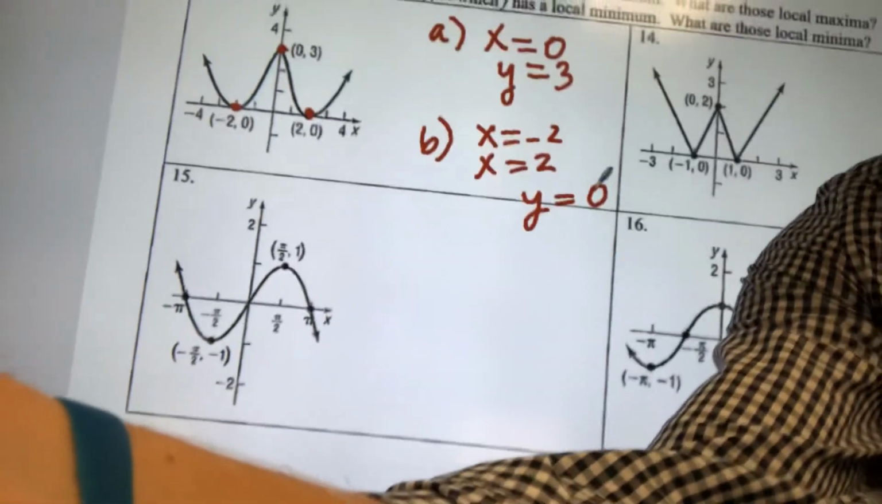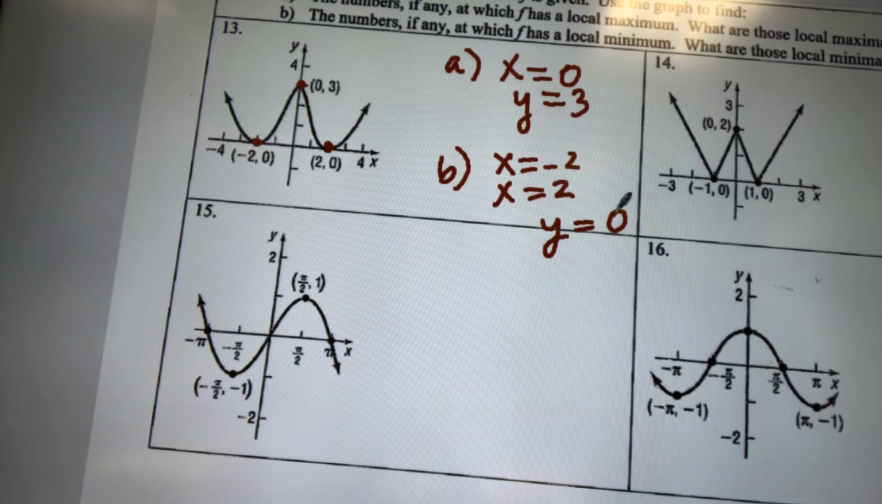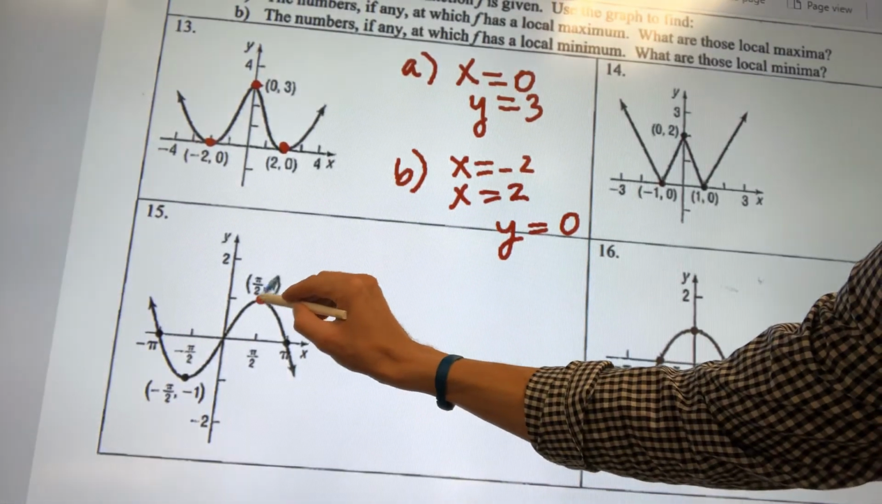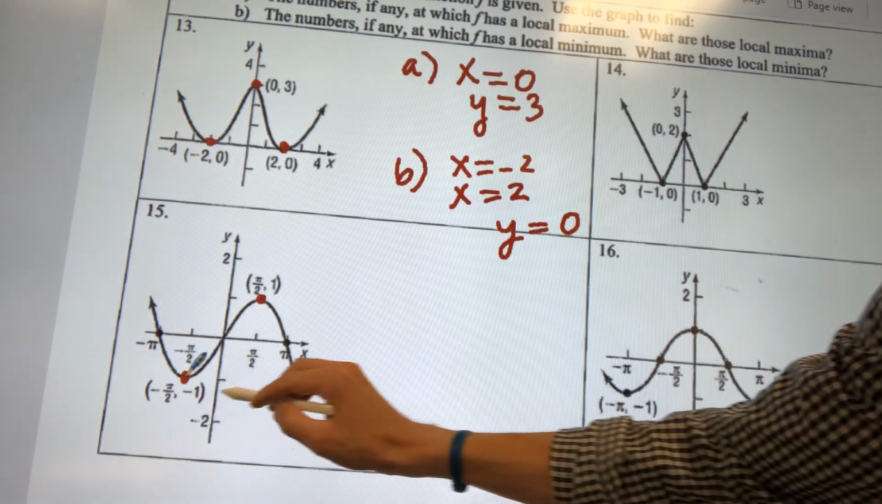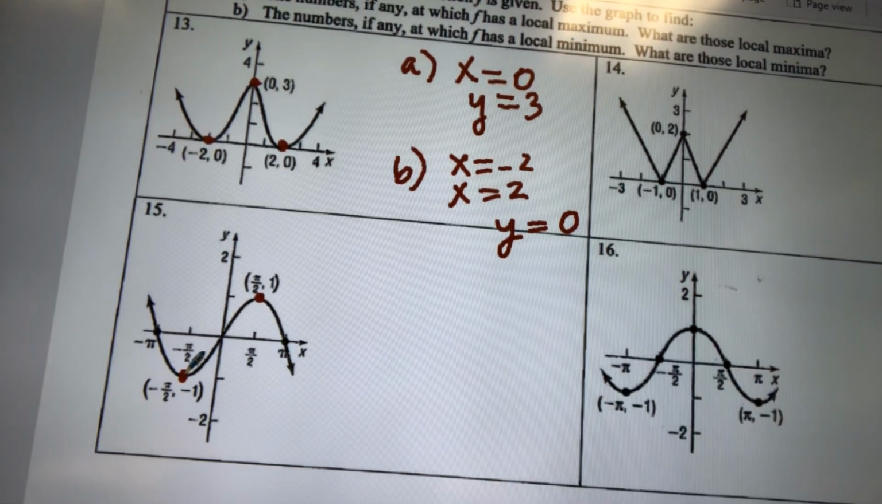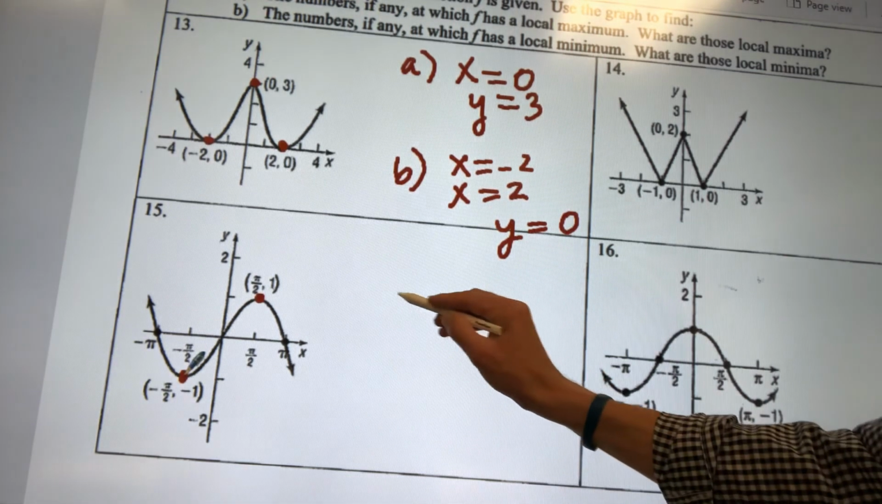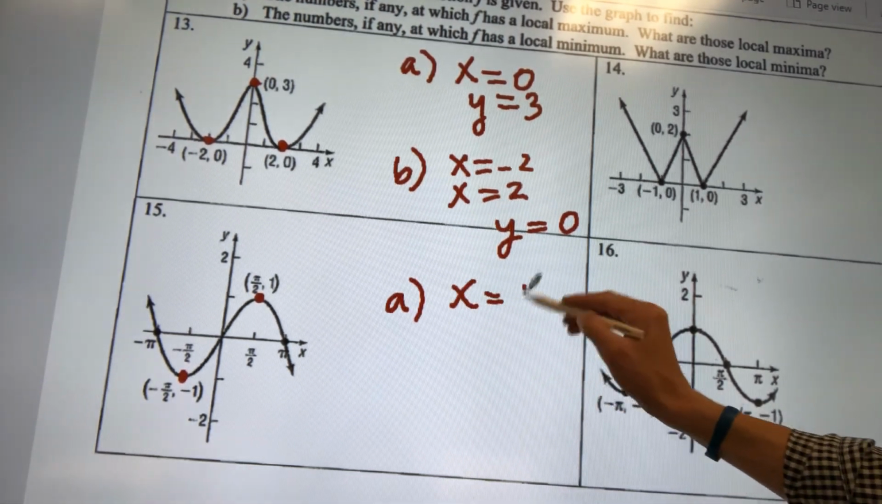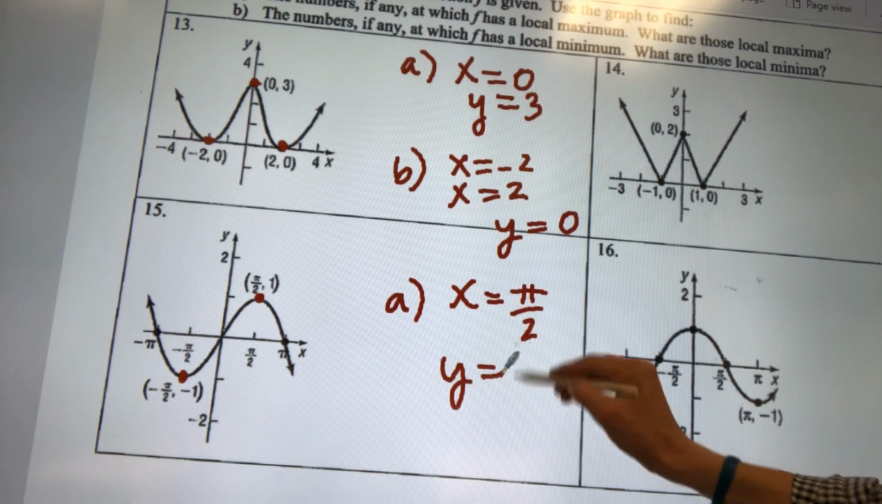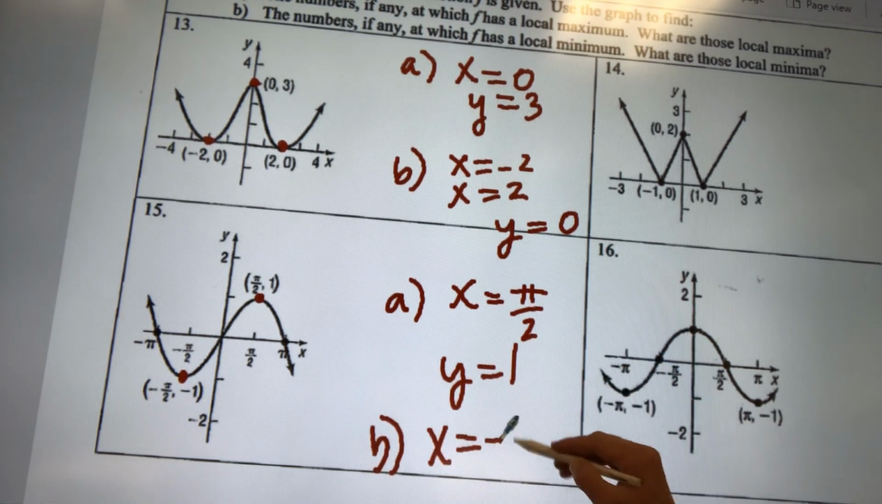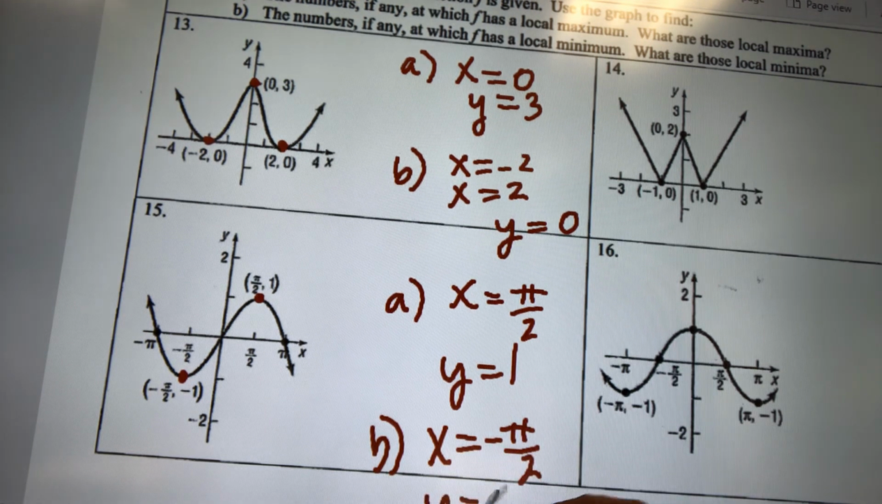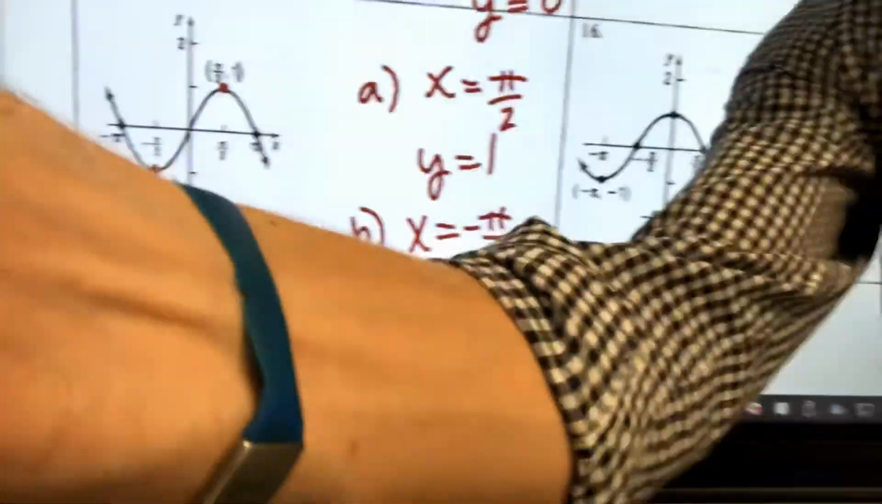15. We have a local max here. We have a local minimum here. This is periodic, so we should make some guesses about overall mins and maxes there and how this is going to go. Anyway, you have a local max at x equals pi over 2. When x equals pi over 2, you get a y value of 1. You have a local min at x equal to negative pi over 2, y value of negative 1. All right.